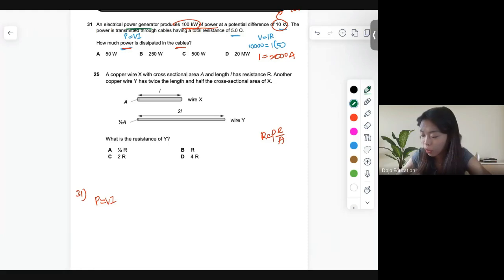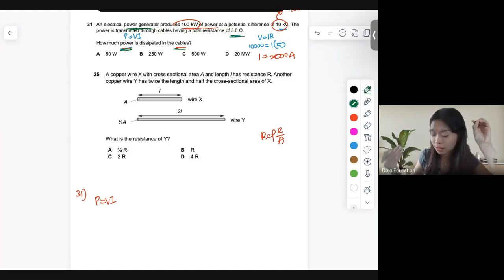The question is asking for how much power is in the cable, right? So this part says that the power is transmitted through a cable having a resistance of 5 ohms. So you need to take the resistance of the cable into consideration. So in this case, we have a new power that we are finding.